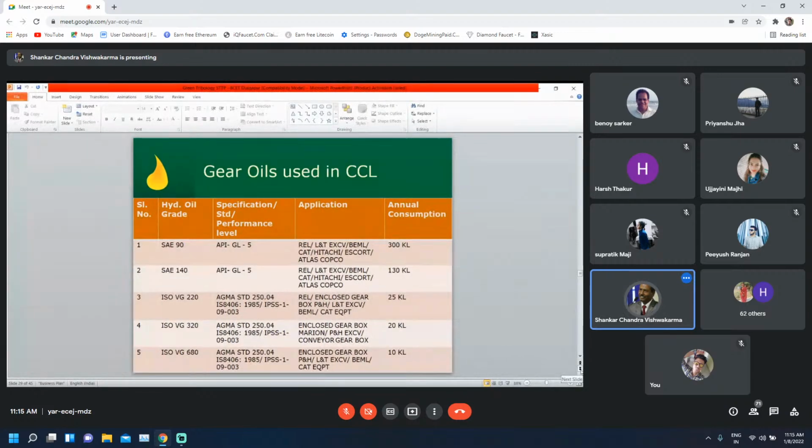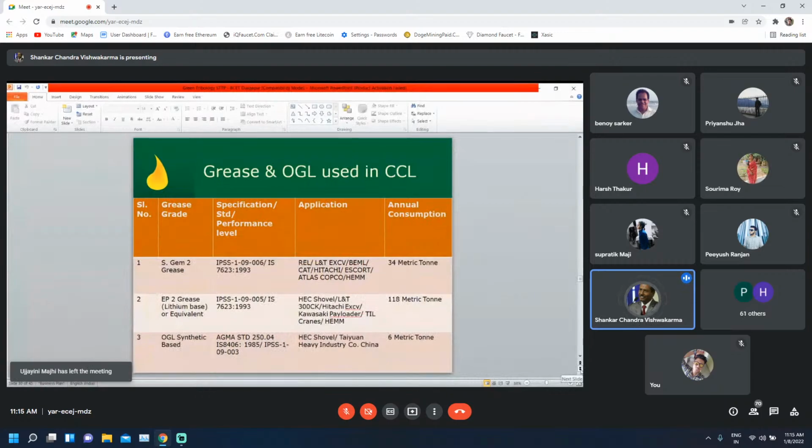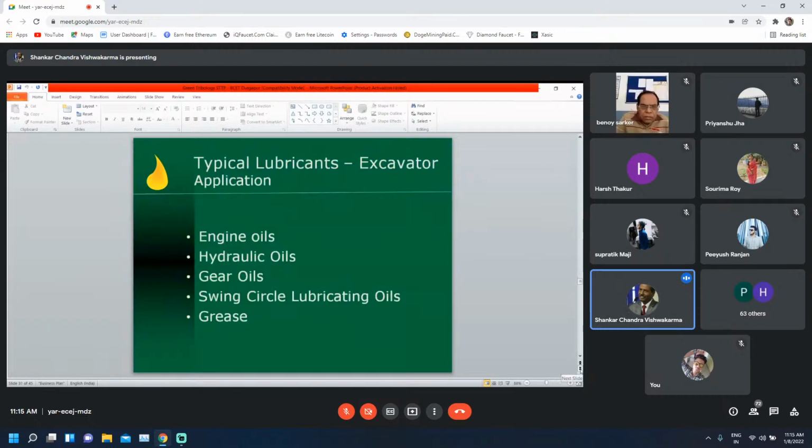Then after gear oil, the greases and OGLs. Now, the important part here is OGL. OGL is open gear lubricant, and open gear lubricant you will usually find in shovels and wherever there is a girth gear or swing gear. There we always use these OGLs. So an OGL is either bituminous based or maybe synthetic oil based. But now gradually we are switching from bitumen based to synthetic oil base. These are the oils, as I said earlier.